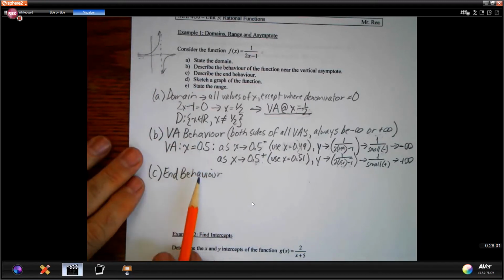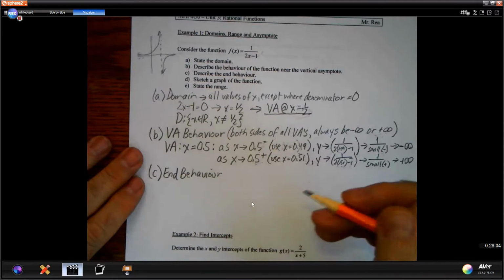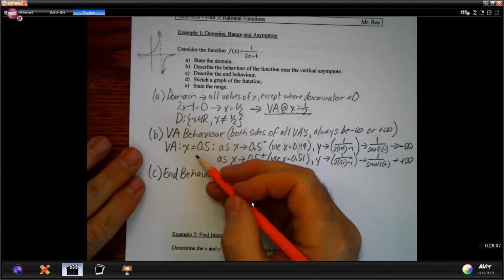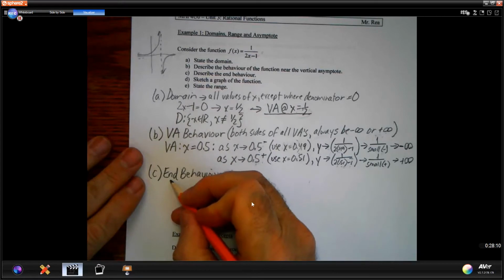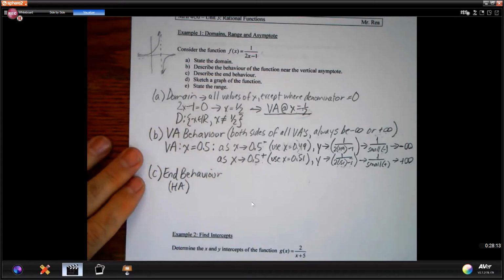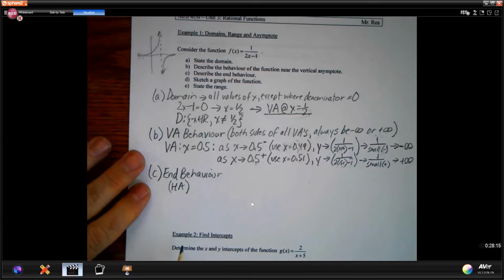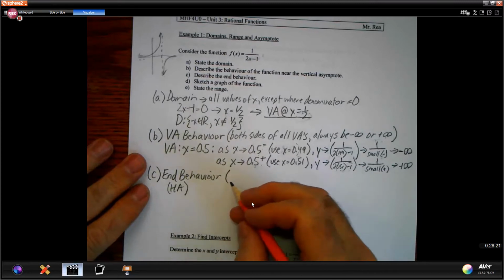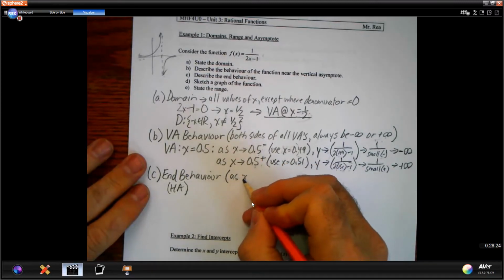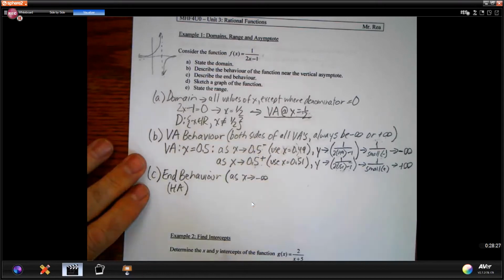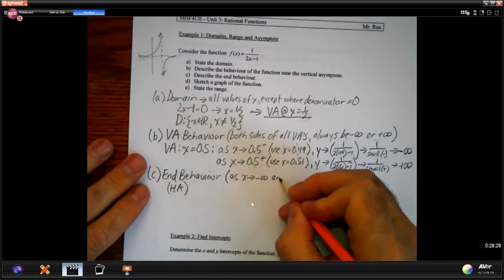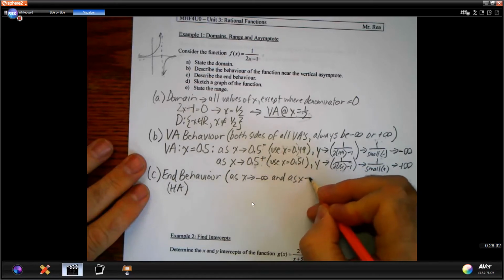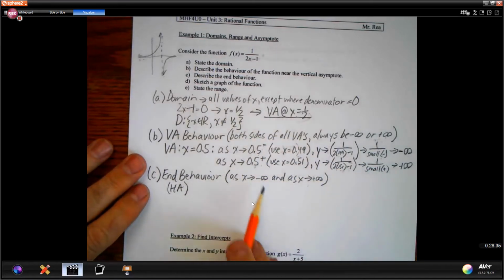What we're doing here is very similar to the vertical asymptote, but we do it in a slightly different way. You could also call the end behavior the horizontal asymptote behavior because it's related to the horizontal asymptote. What we're trying to determine here is what happens as x approaches negative infinity and as x approaches positive infinity. What's happening to y? We already know it's going to be approaching 0, but we want to know from what side. Okay?